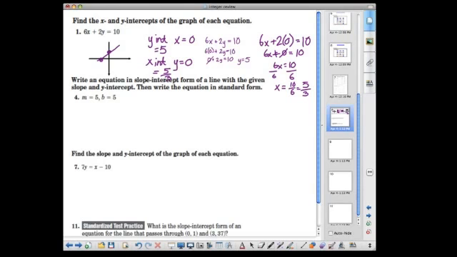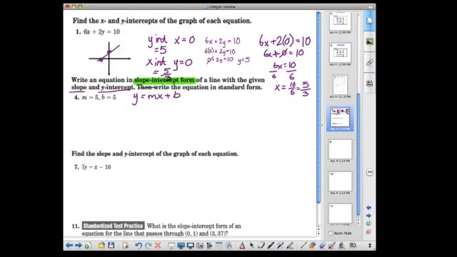Okay? The second set of instructions says write an equation in slope-intercept form. We know that form, right? It's y equals mx plus b. And they give me the slope, and they give me the y-intercept. So just write the equation.